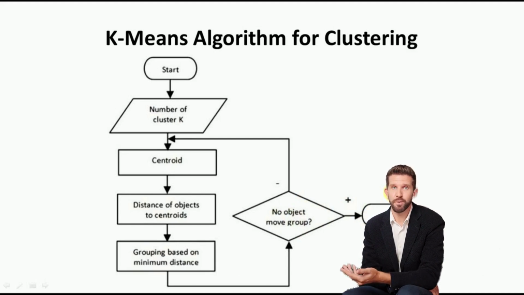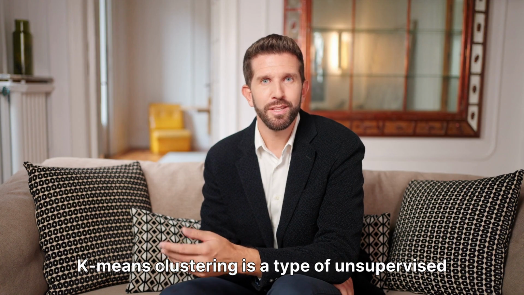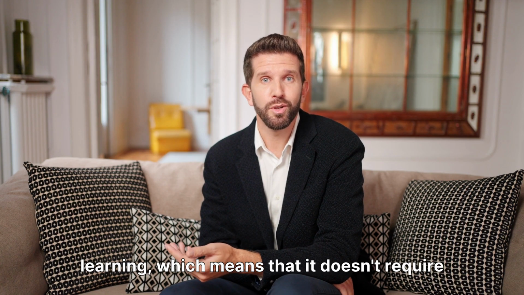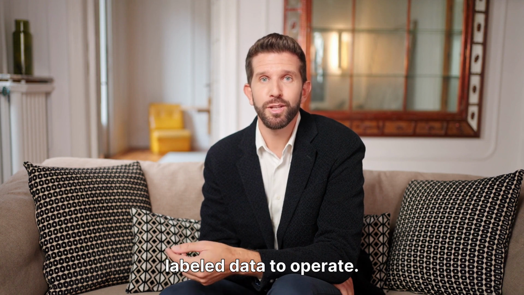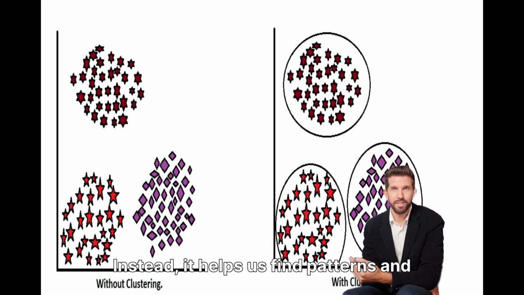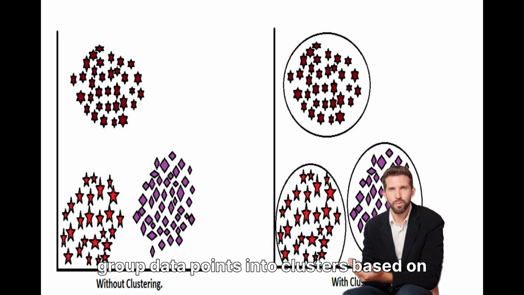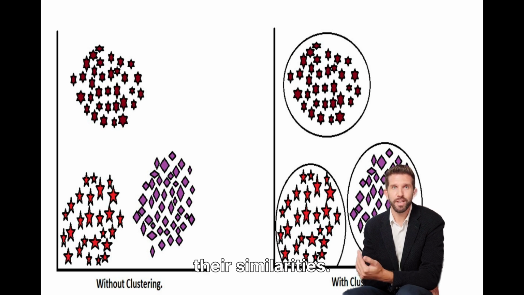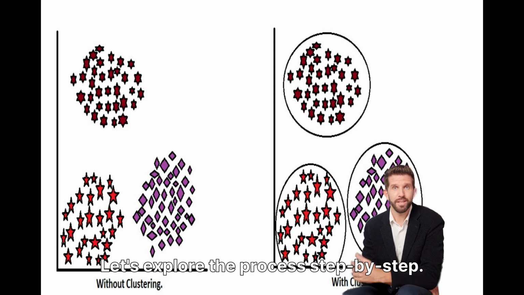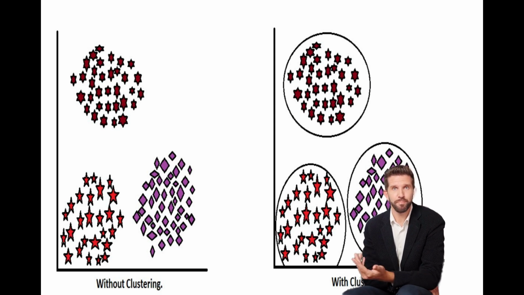Let's break it down. K-means clustering is a type of unsupervised learning, which means that it doesn't require labeled data to operate. Instead, it helps us find patterns and group data points into clusters based on their similarities. But how does it do that? Let's explore the process step by step.